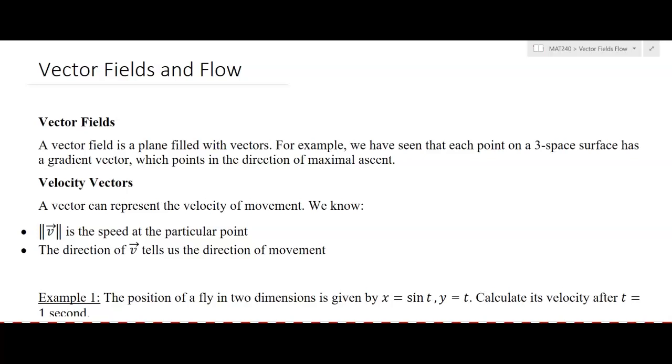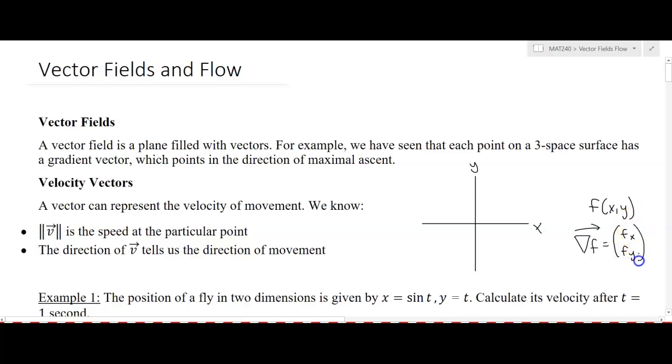For example, we have seen that each point on a three-space surface has a gradient vector which points in the direction of maximal ascent. So if you consider a gradient field, imagine that there was some function f of x, y with which we could compute the partial with respect to x and the partial with respect to y to form our gradient vector, which we would write grad f, which equals the partial derivative with respect to x and the partial derivative with respect to y.